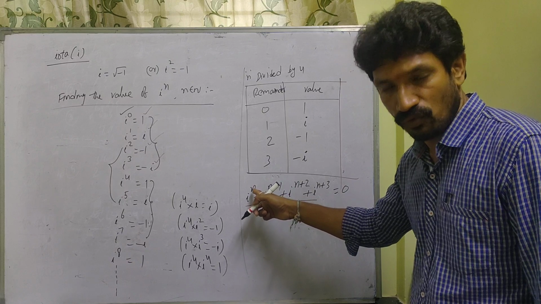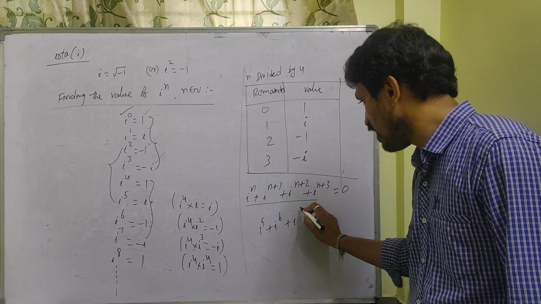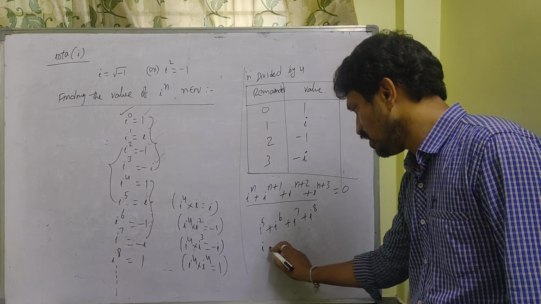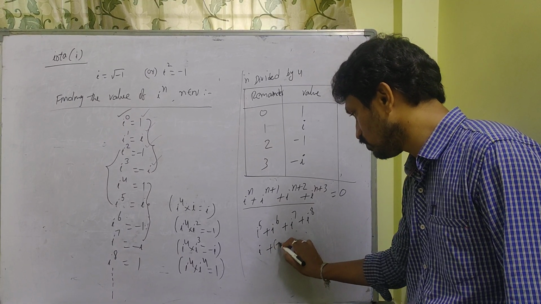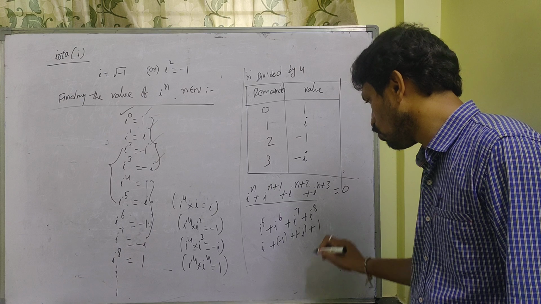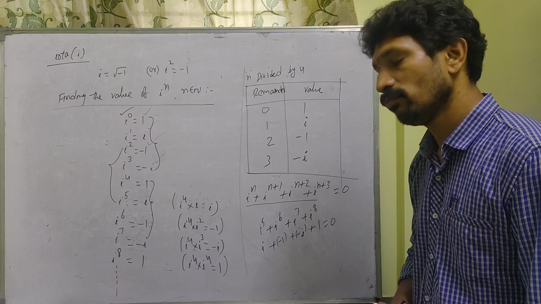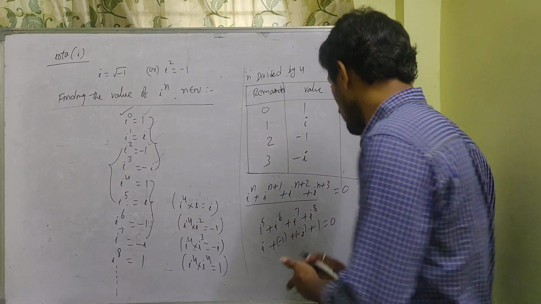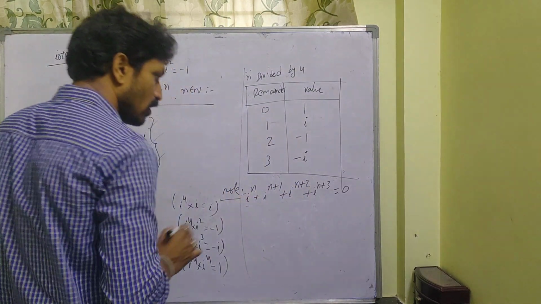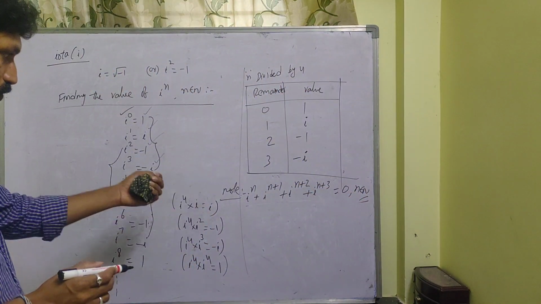Or if you take n equal to 5, you start from 5: i power 5 plus i power 6 plus i power 7 plus i power 8. i power 5 is i, i power 6 is minus 1, i power 7 is minus i, i power 8 is 1. So i minus 1 minus i plus 1, this value becomes 0. Clear? So this is a very important property, where n belongs to any natural number you take. Based on this, you will see some problems.